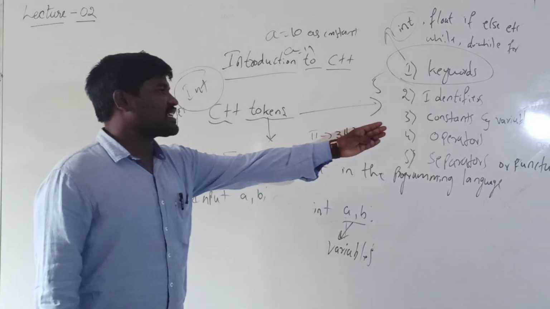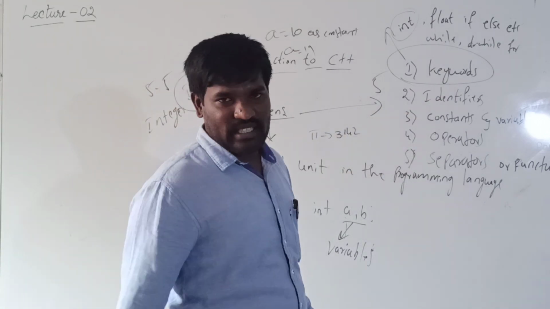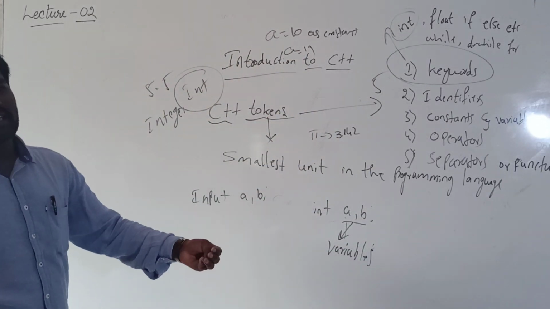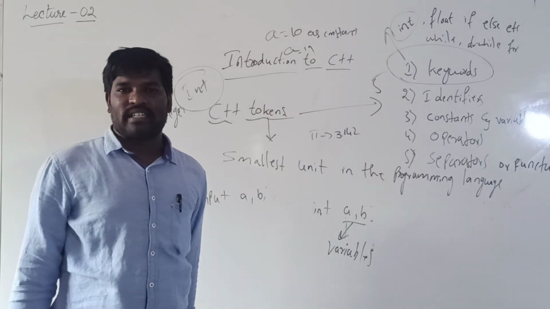Variables are exactly opposite to constants. The value changes during the execution of the program. Initially I can write a is equal to 10. After that I can store a is equal to 11 or a is equal to 20.